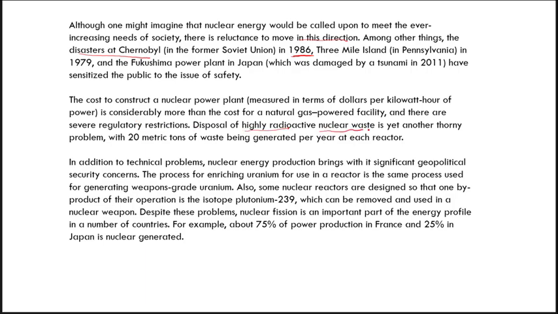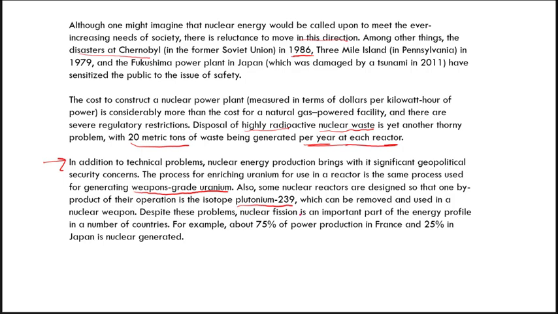Disposal of highly radioactive nuclear waste is yet another thorny problem, with 20 metric tons of waste being generated per year at each reactor. In addition to technical problems, nuclear energy production brings with it significant geopolitical security concerns. The process for enriching uranium for use in a reactor is the same process used for generating weapon-grade uranium. Also, some nuclear reactors are designed so that one byproduct of their operation is the isotope plutonium-239, which can be removed and used in a nuclear weapon.